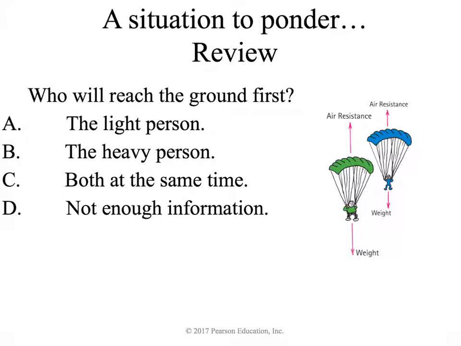Now, there are some different options here. You could say that the light person is going to hit the ground first, the heavy person is going to hit the ground first, they'll hit at the same time, or you might conclude there's simply not enough information in the problem to determine who's going to hit the ground first. But I think if you think about it, you might even be able to figure it out.